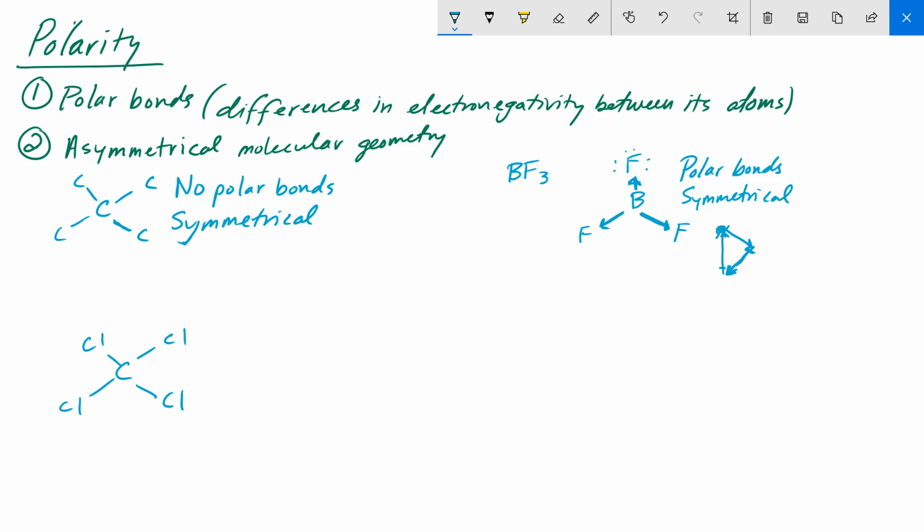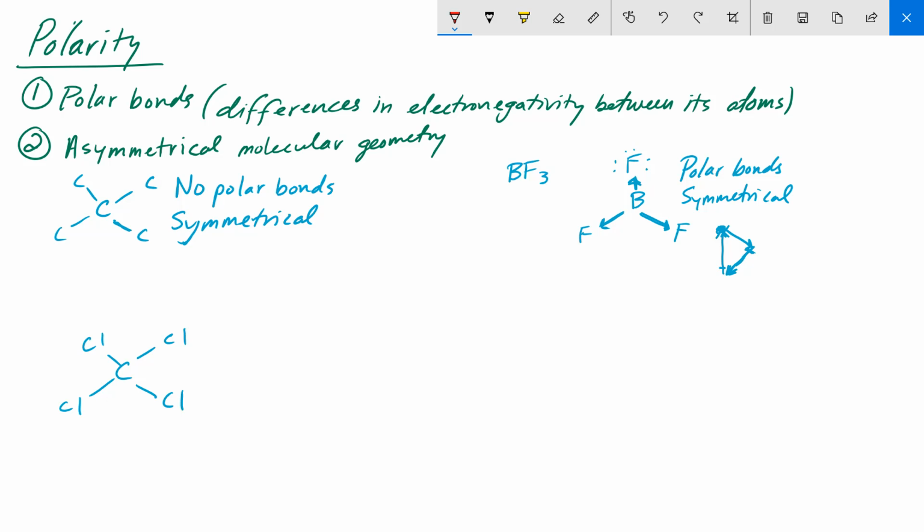So we ask ourselves, is this molecule polar? Well, we do have polar bonds. The chlorines are more electronegative than the central carbon. So the bonds are polar, but that doesn't mean the molecule itself is polar. We just have polar bonds. The next question we ask is, is the molecule asymmetrical? Well, if you remember from this molecule up here, tetrahedrons are symmetrical. So we can say that this molecule down here is symmetrical. It does not have asymmetry and therefore will not be polar.